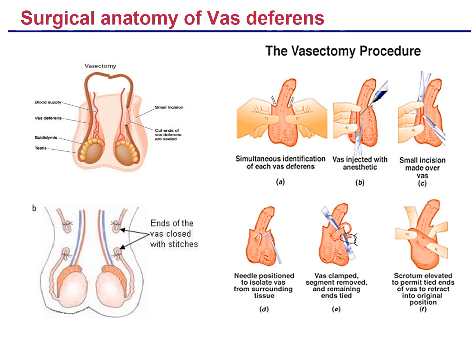In this slide, you can see the different steps involved in the procedure of vasectomy. Here we have the first step, the identification of the vas deferens. The second step is the injection of anesthesia into the skin. Third step, incision of the skin. The fourth step, the separation of the vas deferens from the other tissue with the help of a needle. Fifth step, clamping of the vas deferens and cutting that segment of the vas deferens. Then the cut ends will be tied. The last step, the scrotum is elevated to permit the tied ends of the vas to retract into their original position.